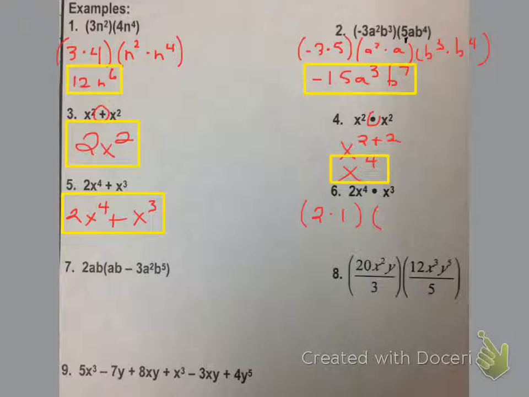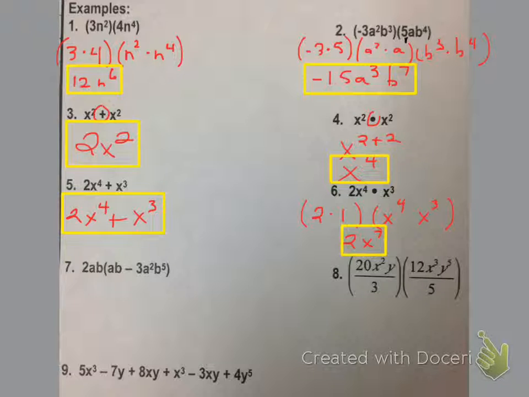So 2 and 1 are my coefficients. And then I have my exponents, which are x to the 4th times x cubed. So 2 times 1 is 2. x to the 4th times x to the 3rd is x to the 7th. So here we have 2x to the 7th, where some of you were trying to answer that last problem. What we're trying to do here is establish that you understand the difference between adding and multiplying. You see the difference? And see how hugely different the answers are.